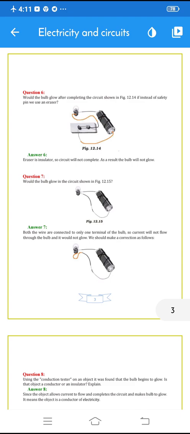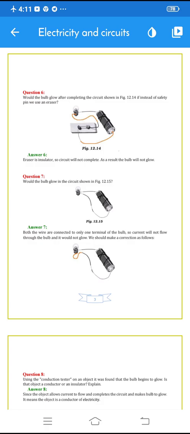Would the bulb glow after completing the circuit shown in figure 12.14 if instead of a safety pin we use an eraser? Look at the diagram here. The electric cell is connected to the electric bulb through wires, and in between there is a switch. In the switch we have a safety pin. If the safety pin is removed and an eraser is used as a switch, would the bulb glow? It's quite simple. The eraser is an insulator, so the circuit will not be completed. As a result, the bulb would not glow.